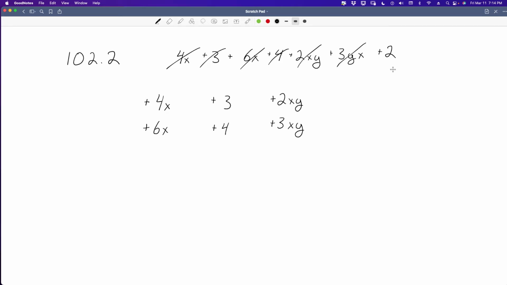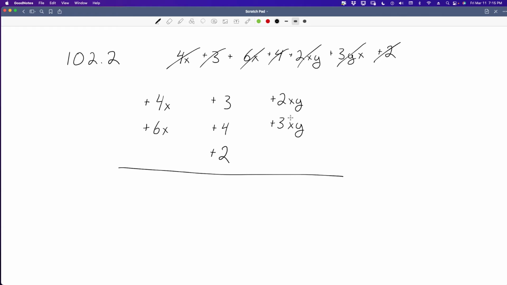So now we have one term left, and that's a positive 2 with no variables. So I can write that over here with the other whole numbers without variables, or constants is what we like to call them. And so that's all of the terms that we had. Now all I have to do is draw a line underneath and then add the terms together.